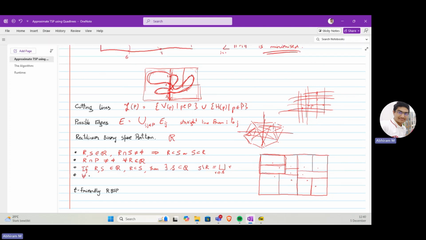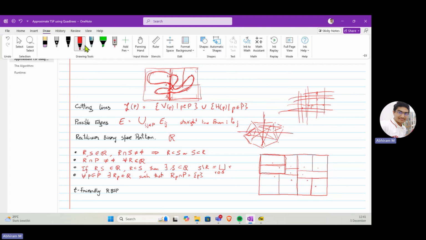And the last one is that for every point in the point set, this RBSP zeroes in on the points. So that is the main goal that we want of this RBSP, that it starts from the whole big rectangle, and it keeps cutting rectangles until we reach our base cases, right? Which are that there's only a single point inside the rectangle.